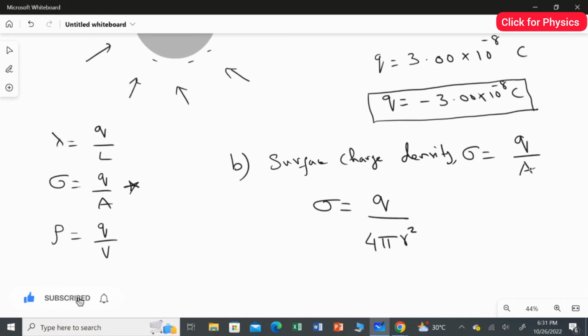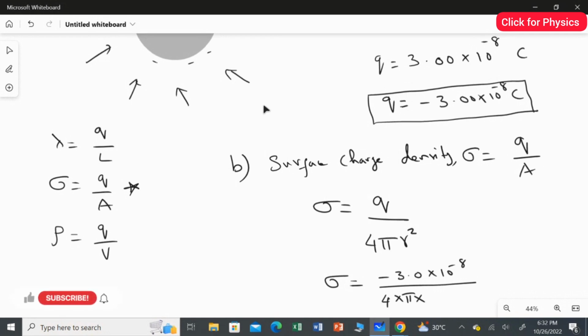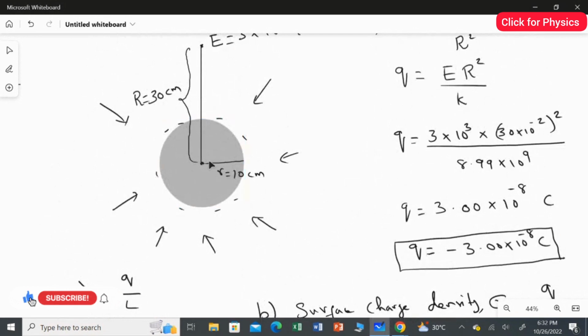Now, here I have to substitute the value of the charge. So what I am going to do is take the answer of the charge from the first part and substitute it here. In the previous part, we found the answer for the charge. So what's the value of the charge? Minus 3.0 multiplied by 10 to the power of minus 8, divided by 4 multiplied by pi multiplied by, what is our R? Because the charge is sitting on the surface, what is the distance? Here the distance is nothing but the radius. Am I right? So I have to use this value of the radius.